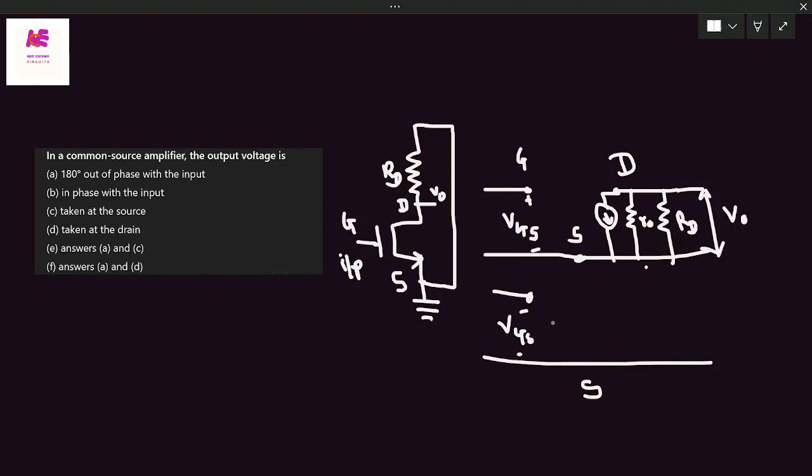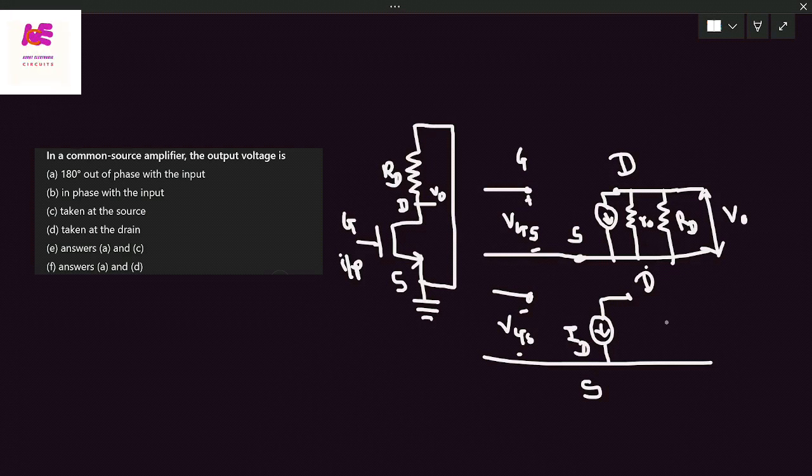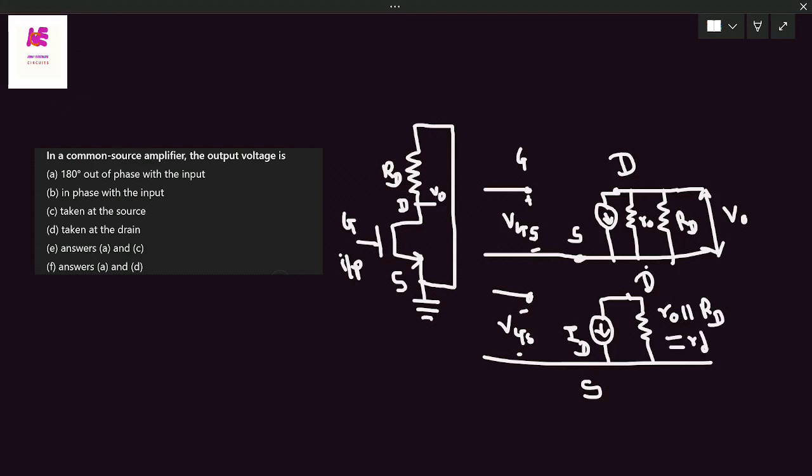Again, I'm drawing the same circuit with input voltage VGS. This is the drain terminal. The current leaving from the drain is ID. And here I'm considering the parallel combination of R0 and RD, and for simplicity, I'm assigning this value to small rd. This is the resistor which is the combination of R0 parallel to RD. And we are going to measure the output voltage at the drain terminal with respect to the source. So this is V0.